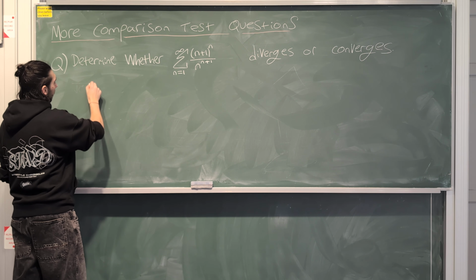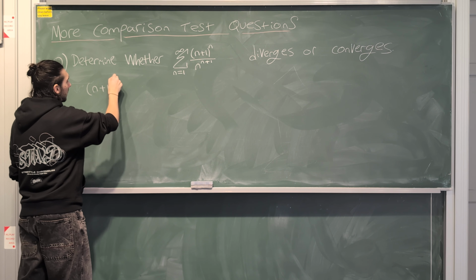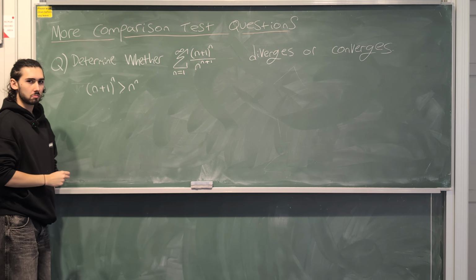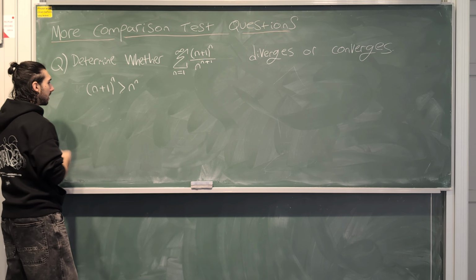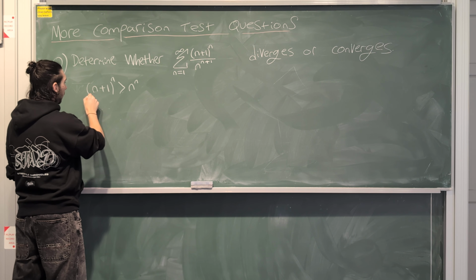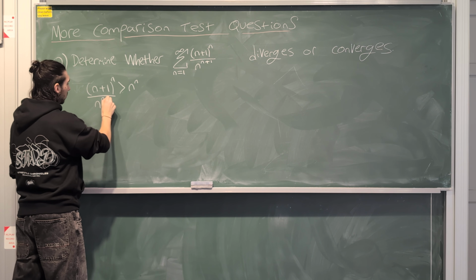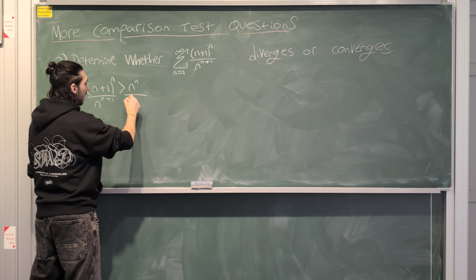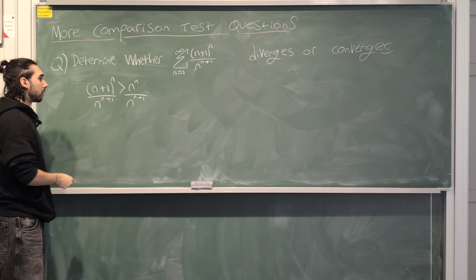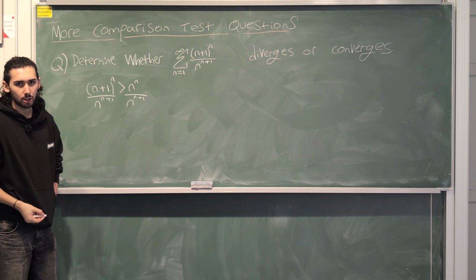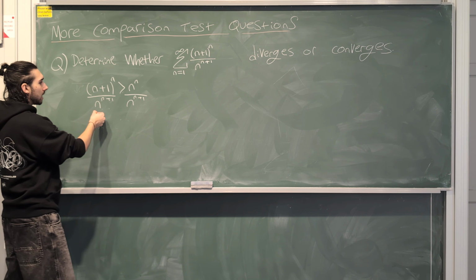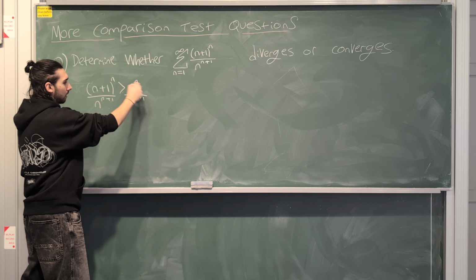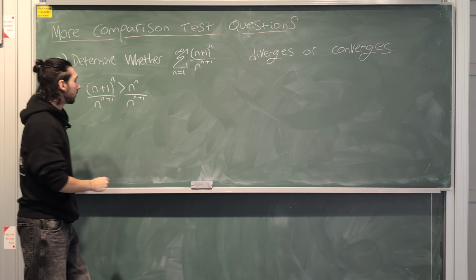Do you agree that n plus 1 to the n is always bigger than n to the n? I would as well. So that means that n plus 1 to the n divided by n to the n plus 1 would also be always bigger than n to the n divided by n to the n plus 1. I've just divided both sides by the same number, so it couldn't possibly change the inequality, right? So this is always bigger than this, which means that the sum of this will be bigger than the sum of this. That's the idea.